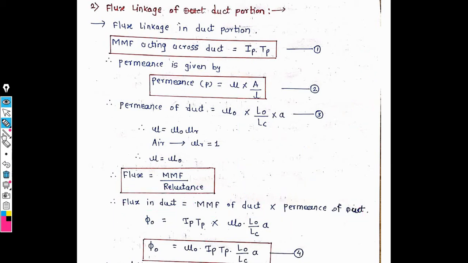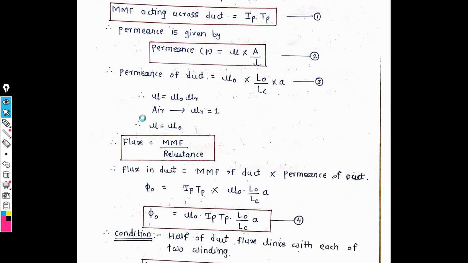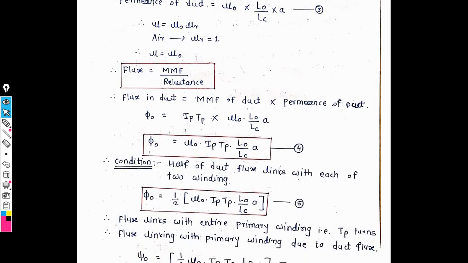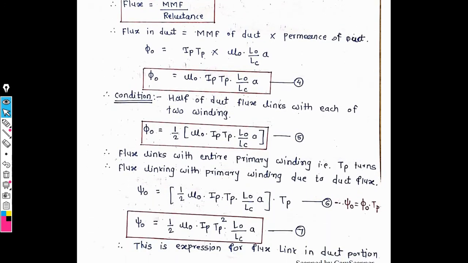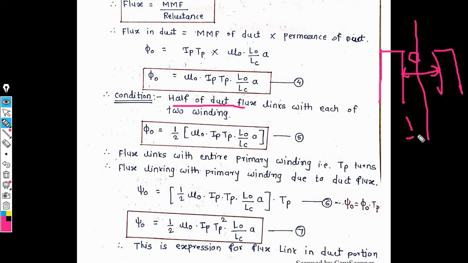Now we also have to find the condition. The condition is very important. This is the iron core, and this is the distance A. The first condition is half of the duct flux. That means this is the half section, and this is the half section. Half section of the duct portion and half section of the duct portion are linked with each of the windings.